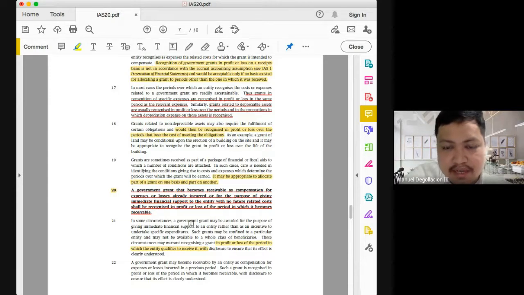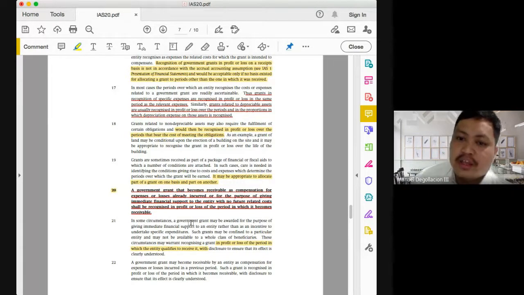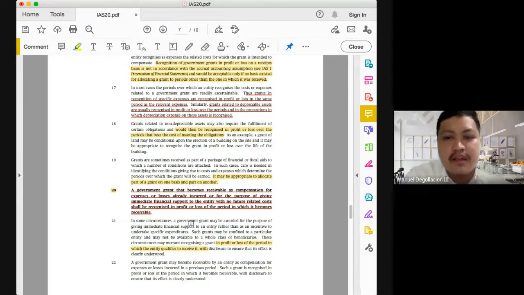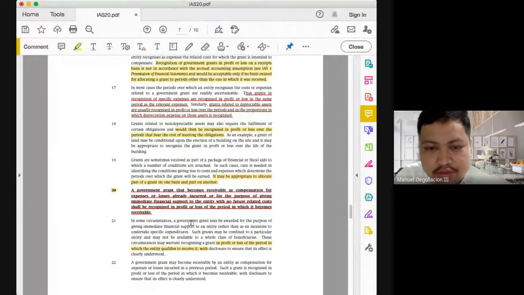So for this kind of grant, the moment it becomes receivable, as long as the purpose is to compensate for expenses or losses that are already incurred, or for the purpose of giving immediate financial support, even if you have not yet actually received the grant, as long as it is already receivable, then it will already be recognized in profit or loss. So again, the issue in paragraph 20 for this kind of government grant is not the amount. The issue is when. Paragraph 20 tells us when, and it is to be recognized when the grant becomes receivable.